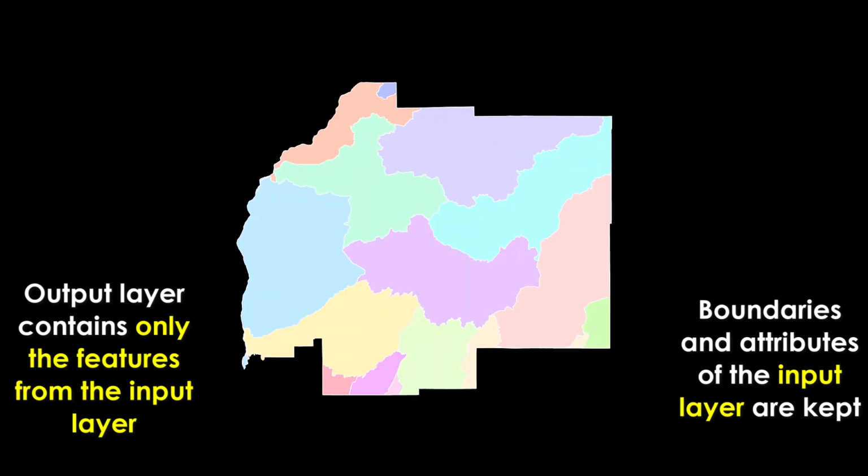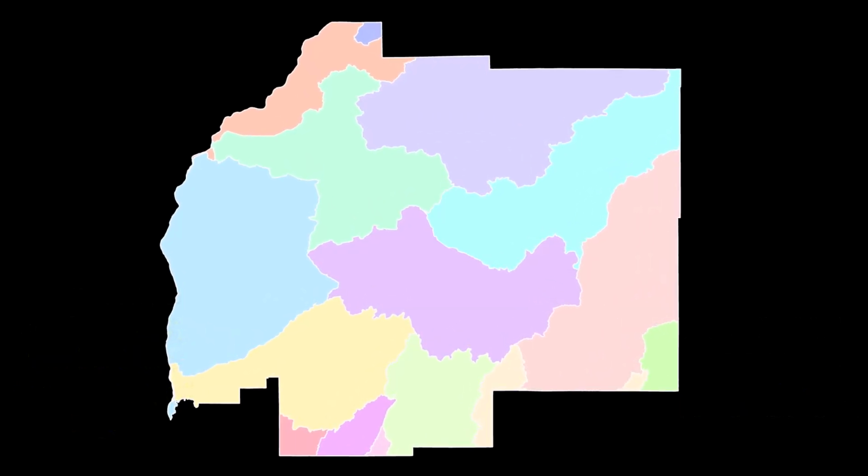And here's the result of the clip function. Basically, all we are doing is keeping the watershed layer and removing any portions of that layer that fall outside of the county layers. As we zoom in, we will see only the watersheds. We do not see the county boundaries.